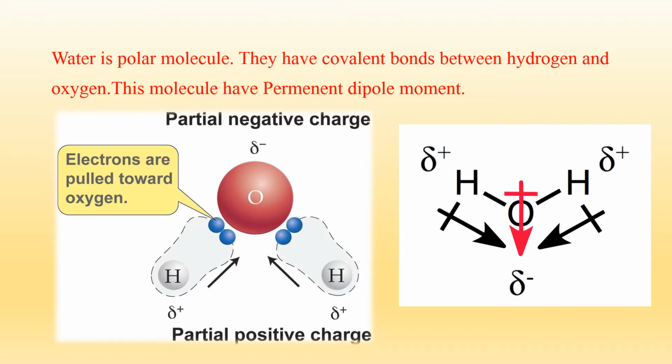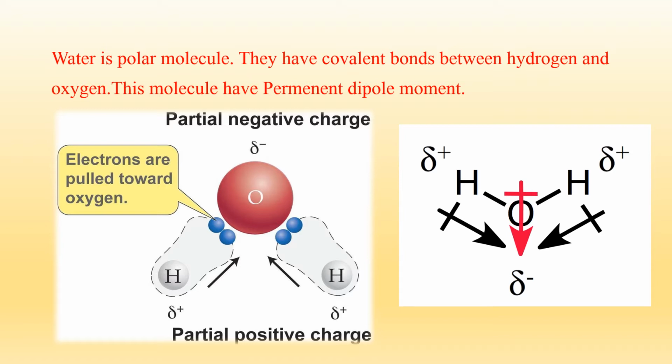You can see the H2O structure in the first picture. Oxygen is more electronegative than hydrogen, so the bonding electrons are pulled toward the oxygen atom. As a result, the oxygen atom gets a partial negative charge and the hydrogen atoms get a partial positive charge.